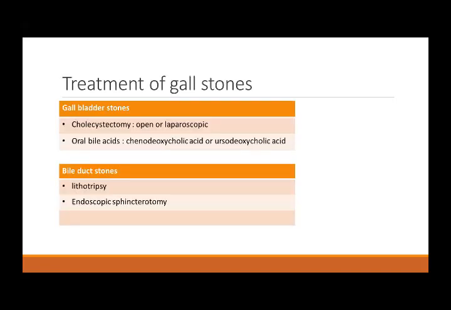Cholecystectomy can be open or laparoscopic. Oral bile acids, chenodeoxycholic acid or ursodeoxycholic acid, can also be given. For bile duct stones, you do an ERCP with sphincterotomy and take the stone out. The treatment is different for gallbladder stones and bile duct stones.